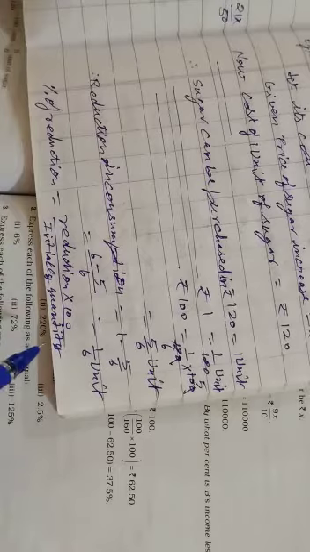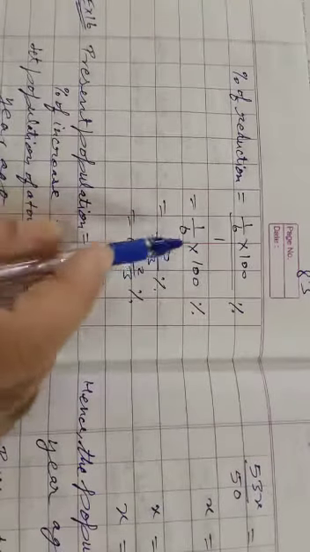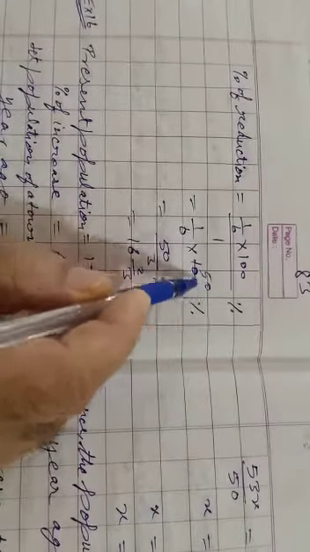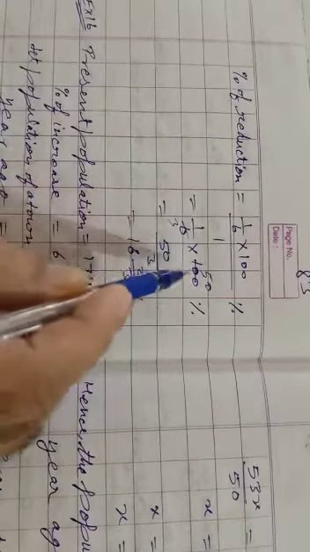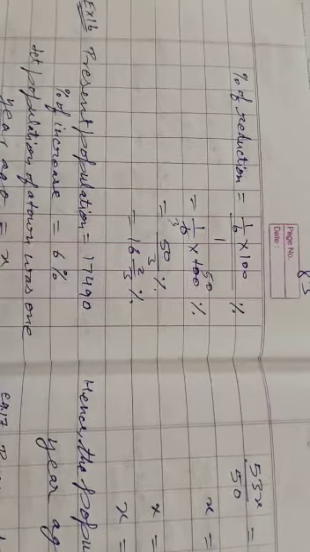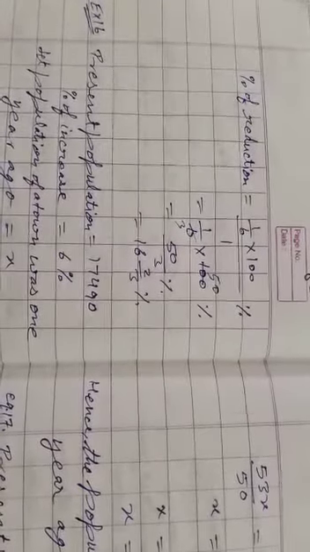Percent of reduction equals reduction multiply 100 upon initial quantity. 1 upon 6 multiply 100 upon initial quantity, unit 1, so upon 1 we can write. 100 upon 6 is 50 upon 3%, that is 16 2 upon 3%.